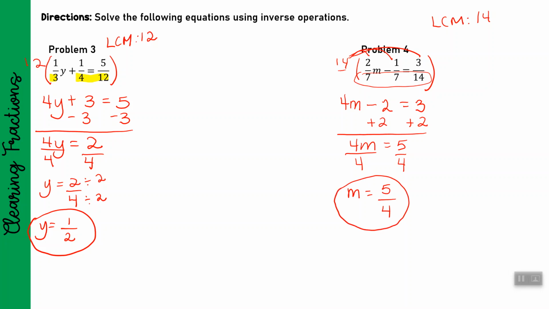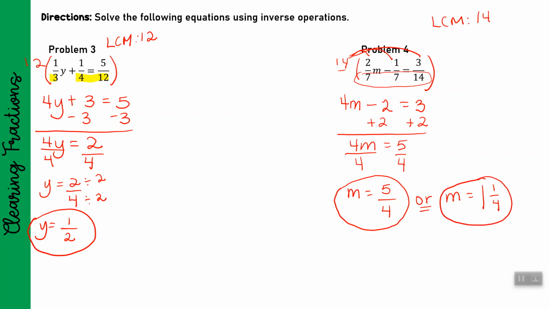I'm absolutely fine with you leaving them improper. If I was asking you, for example, like the next problem, which we're looking at actual units, so meters, feet, that kind of thing, I can't say, hey guys, I ran 5/4 of a mile today. That doesn't really make sense. So if I'm asking you in a word type problem or something where I have units, you do need to make sure you convert it to a mixed number. But in terms of just solving, leaving them improper is fine. If you want to make it a mixed number, your other option would be m equals 1 1/4.